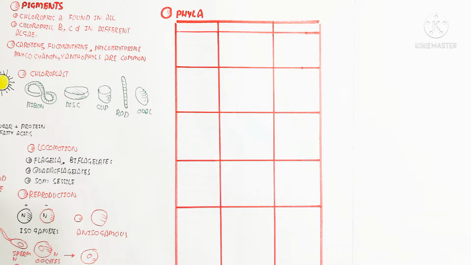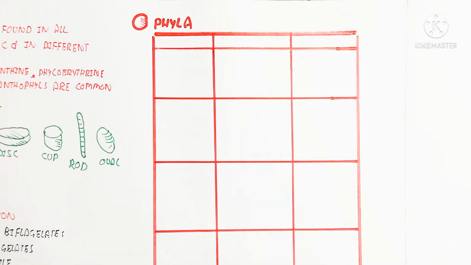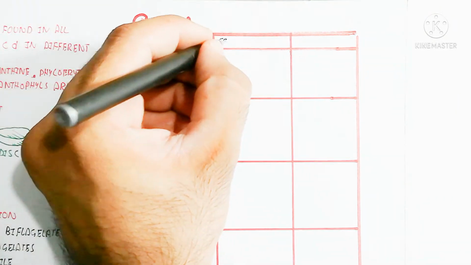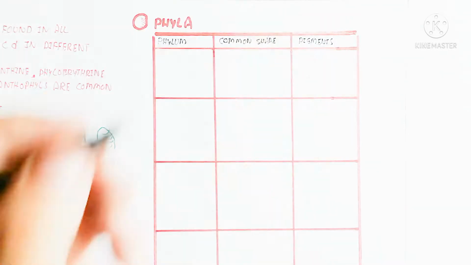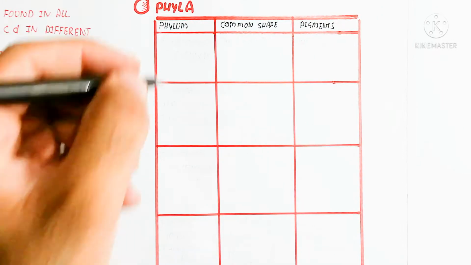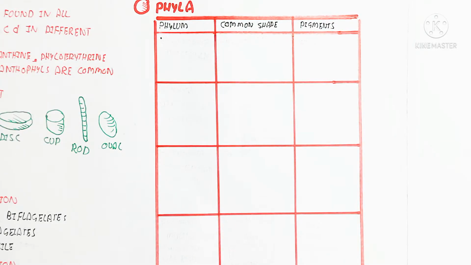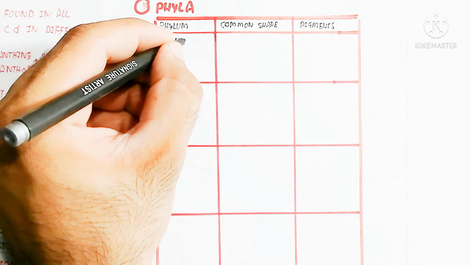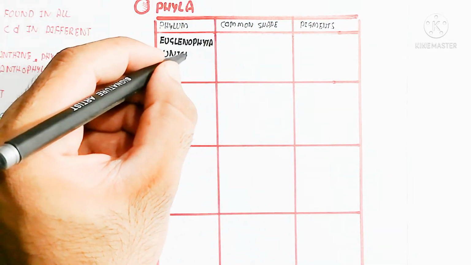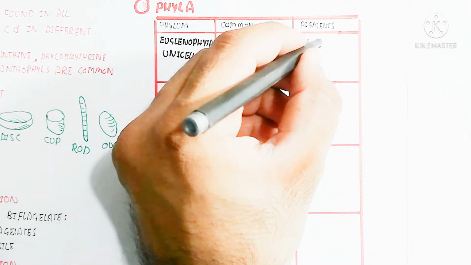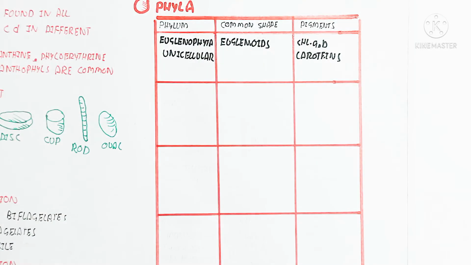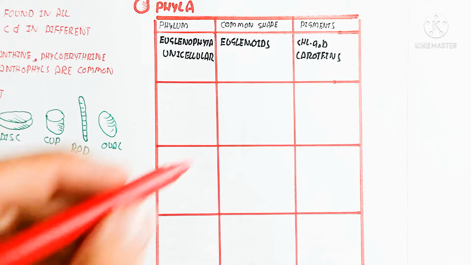So let's begin to understand the phyla of the plant-like protists. The phyla of the plant-like protists we will discuss here. First of all, we will discuss the lining which shows the phylum and common shape as well as pigment. So let's begin to understand and differentiate with examples of the different phyla. So the Euglenophyta is unicellular, and Euglenoids or Euglena is the best example for it. And chlorophyll A and B and carotenes are present.